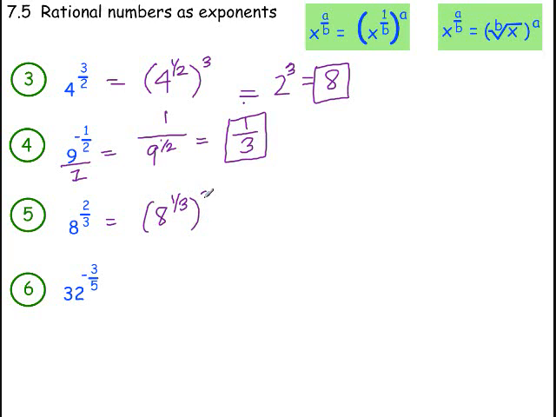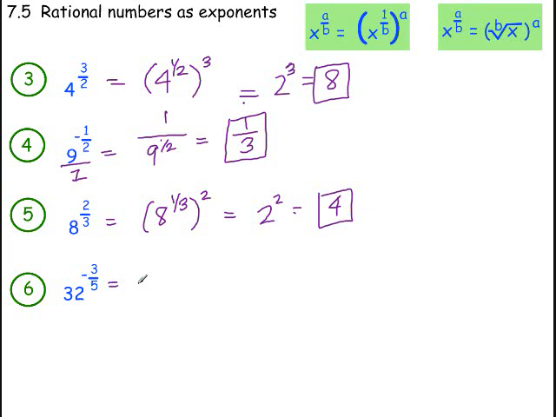This one, we've got 8 to the 1/3 power. And we put the power on the outside. The cube root of 8 is 2. We square it. Our answer is 4.